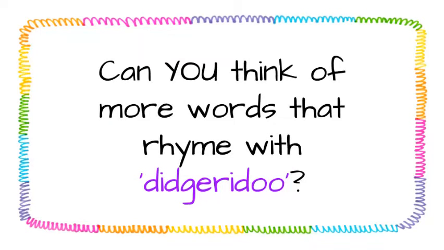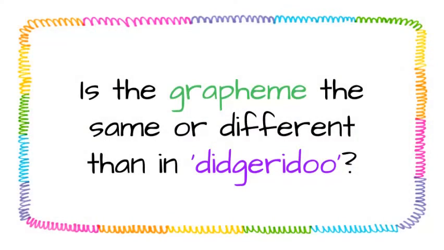So that list that we used, that was not a complete list. There are so many more words that end with the same phoneme, that ooh sound. Can you think of more words that rhyme with didgeridoo? Now, in those words you've thought of, is the last grapheme the same or different than the last grapheme in didgeridoo? Does it end in 2 O's, or does it end somehow else?